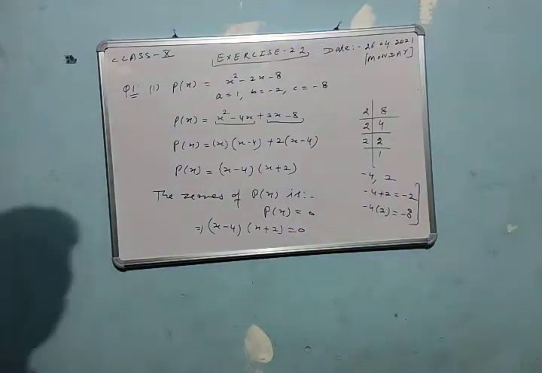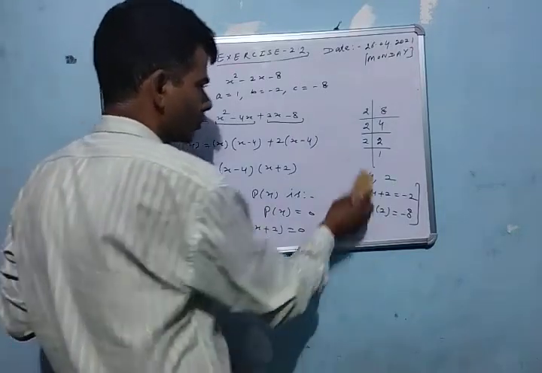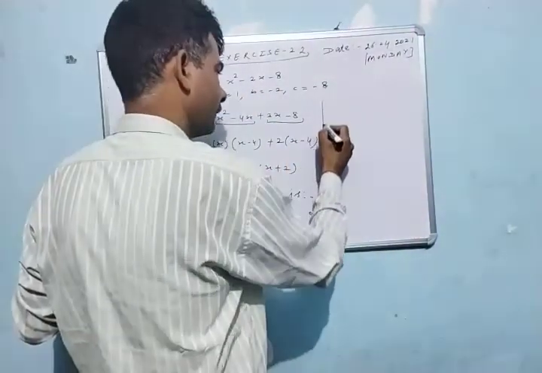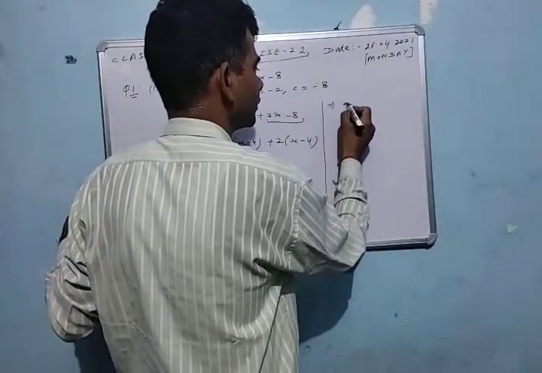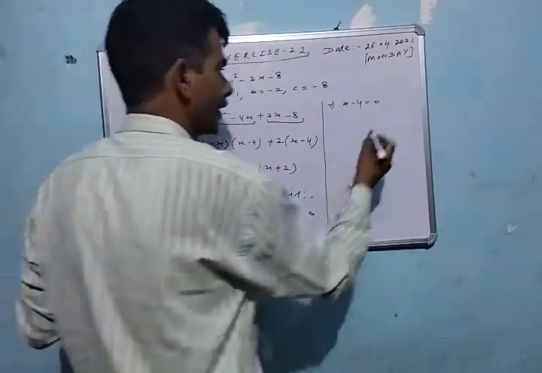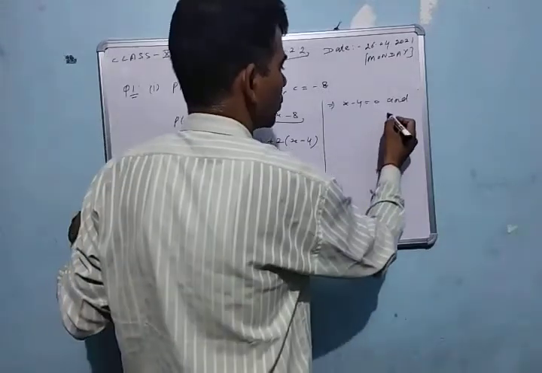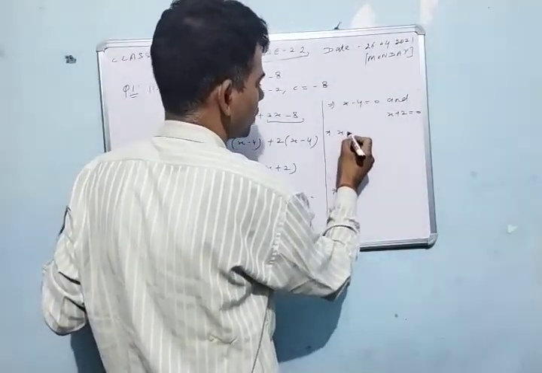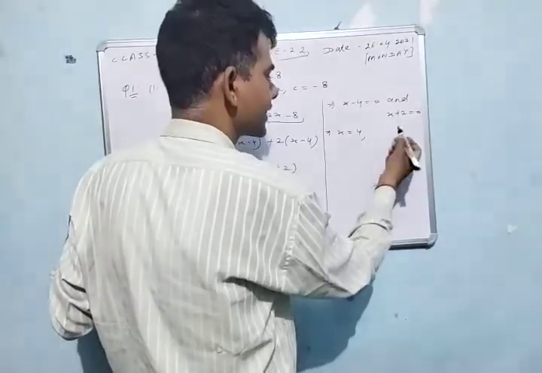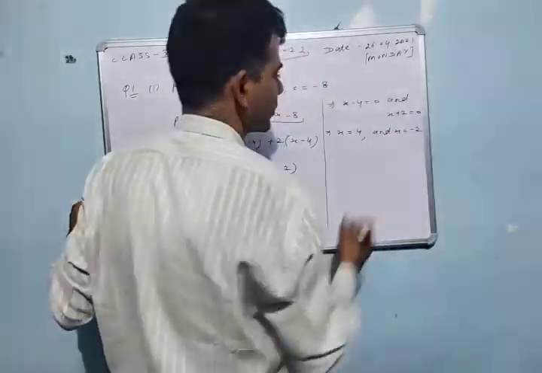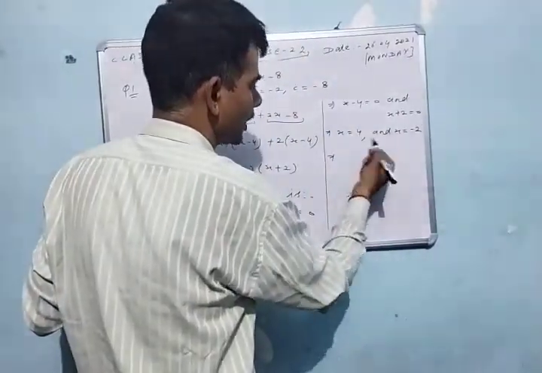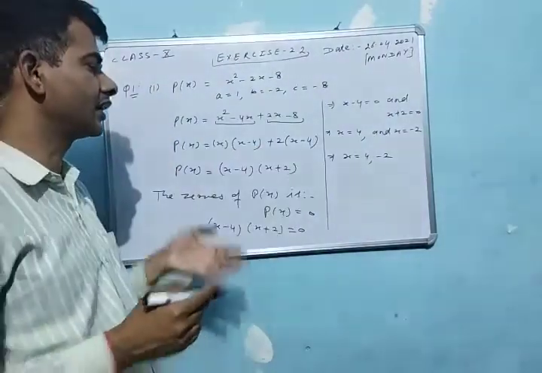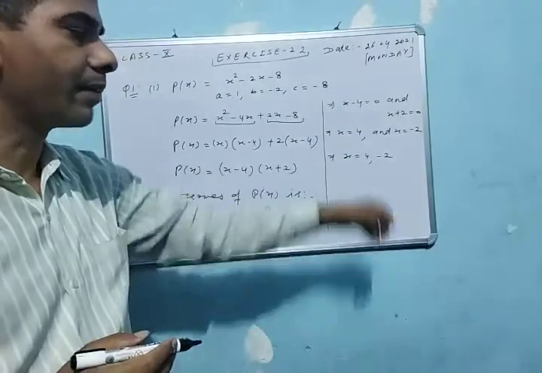Now x minus 4 is equal to 0, x plus 2 is equal to 0. If x minus 4 is equal to 0, then x is equal to 4, and if x plus 2 is equal to 0, then x is equal to minus 2. Now student, the zeros are x is equal to 4 and minus 2. These are the zeros of the quadratic polynomial.